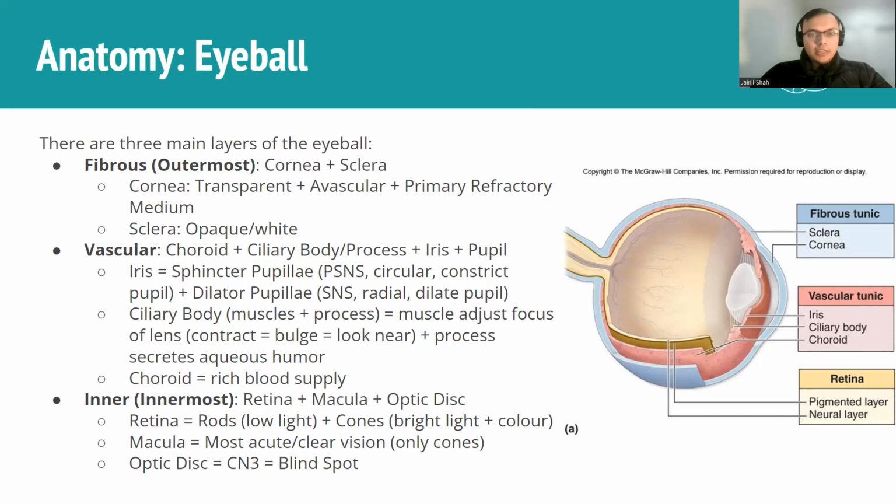The innermost structure is the retina, the macula, and the optic disc. The retina is going to contain rods and cones. Rods are more for low light vision, cones are more for bright light and color. The macula is the portion of the eye which is going to have the most acute and clear vision because it's composed of 100% cones and no rods. The optic disc, however, is the blind spot of the eye because it's where your cranial nerve 3 plugs into the eye, and so will contain none of those rods and cones, and you'll have a blind spot there, which you can test for with the cranial nerve testing and blind spot testing.